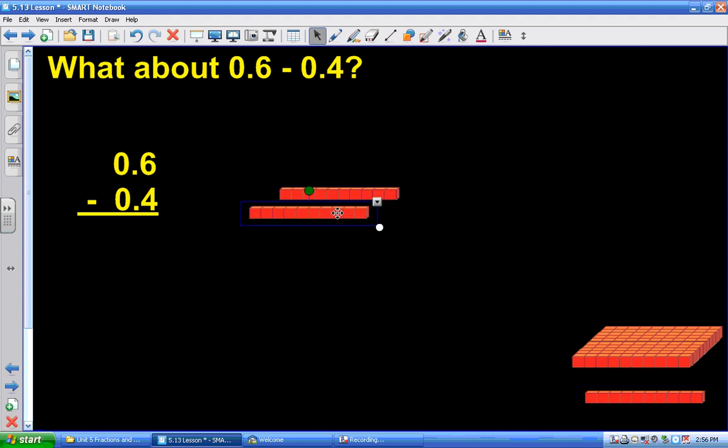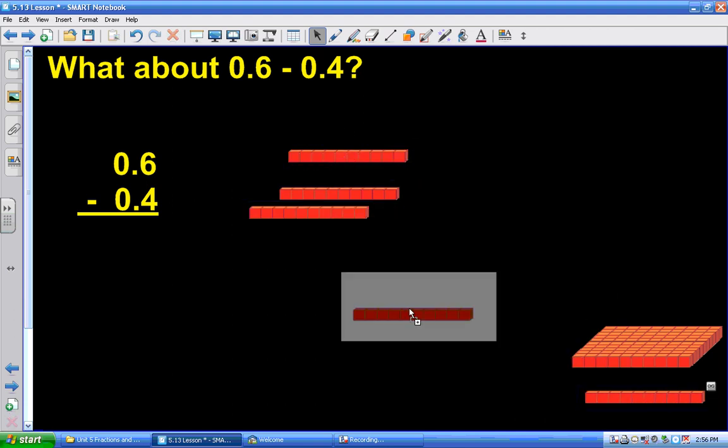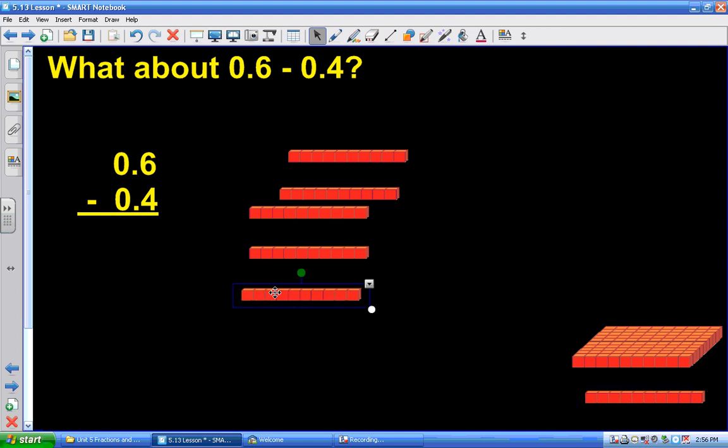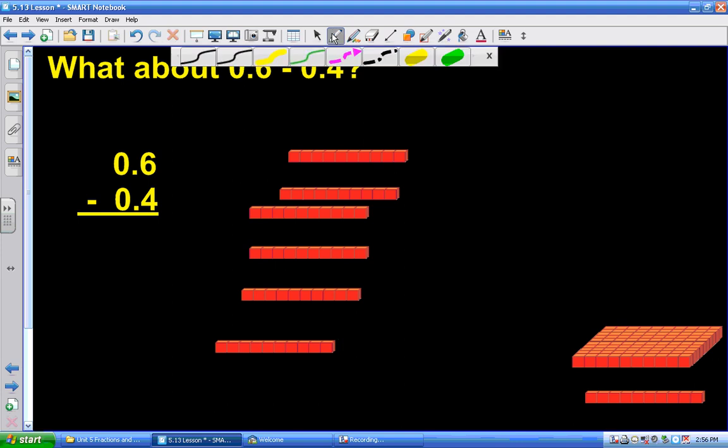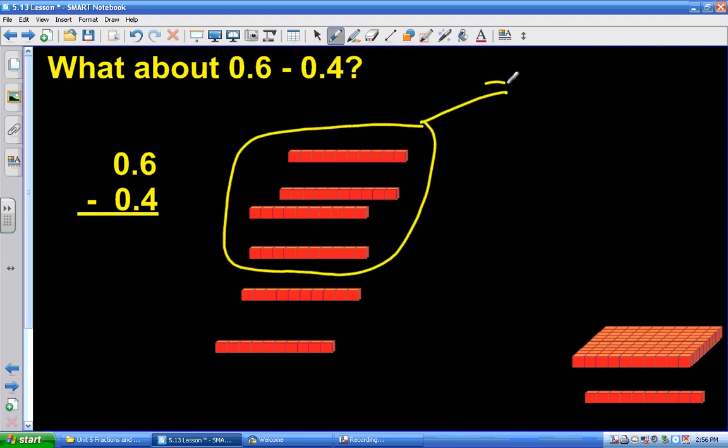Okay, create 6. 1, 2, 3, 4, 5, 6. Okay, I got my 6. What do I do now? You take away 4. So here is 4 going away. And what do I have left? 0.2.